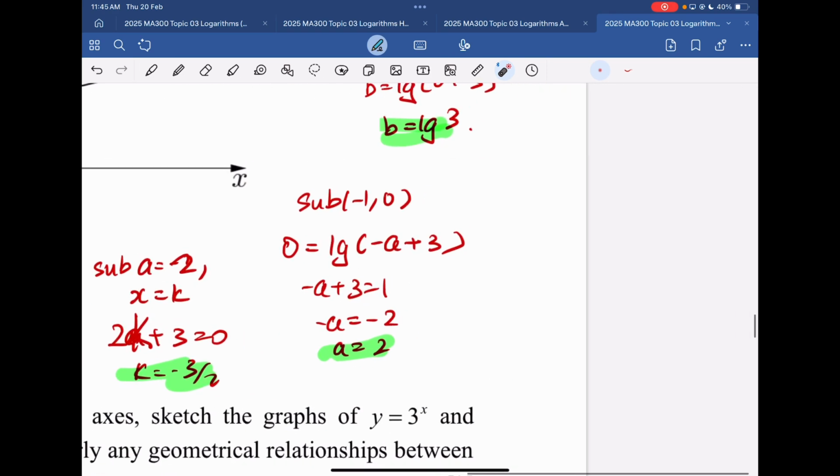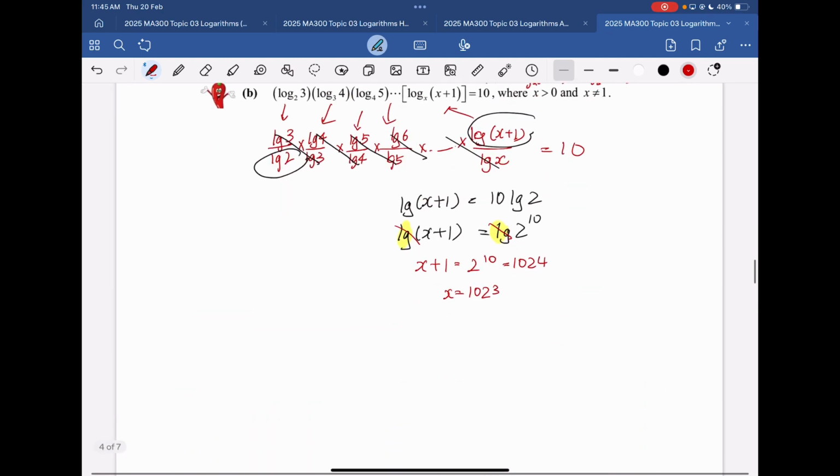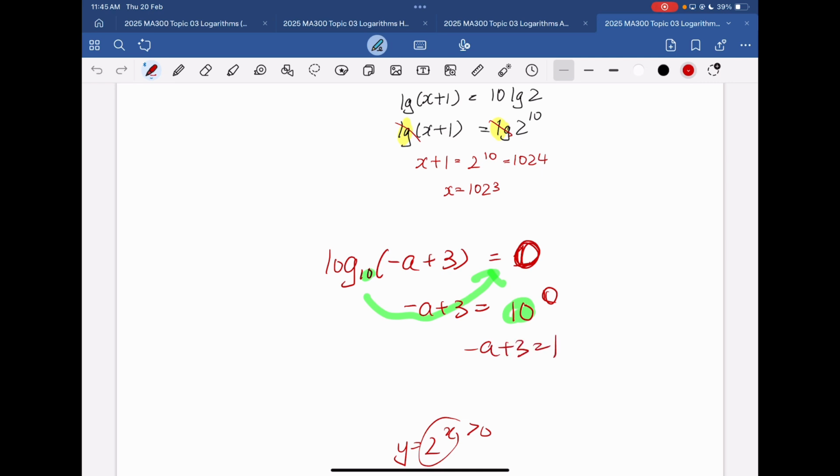Okay, at the same time, if let's say this doesn't appeal to you, now I just ask you, if log base 10 of negative a plus 3 is equals to 0. Now, if I were to convert this from log form to exponential form, what does that give you? Can I also say negative a plus 3 is equals to 10 power 0? So it's negative a plus 3 equals to 1. a equals to negative 2. Okay, a equals to 2.